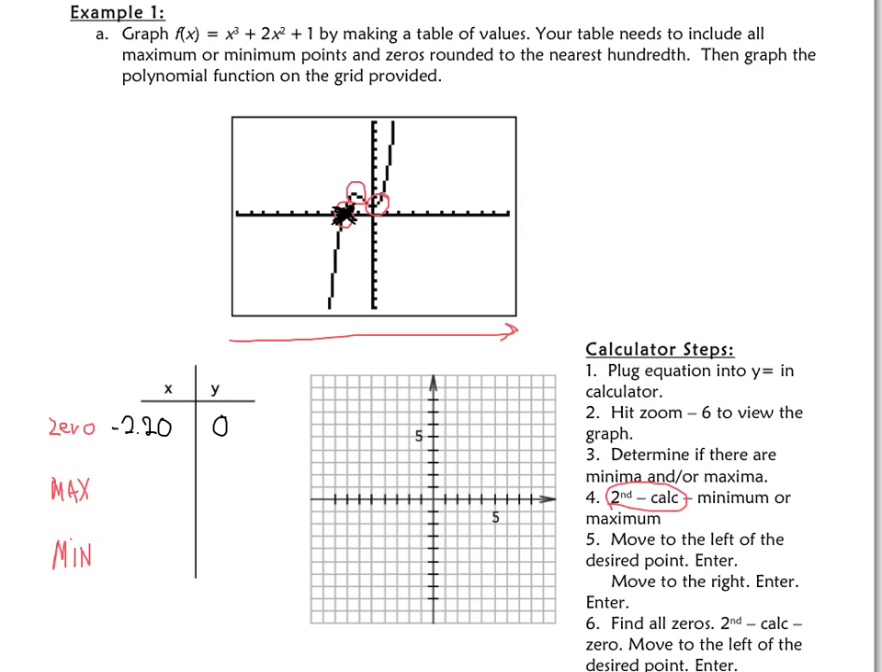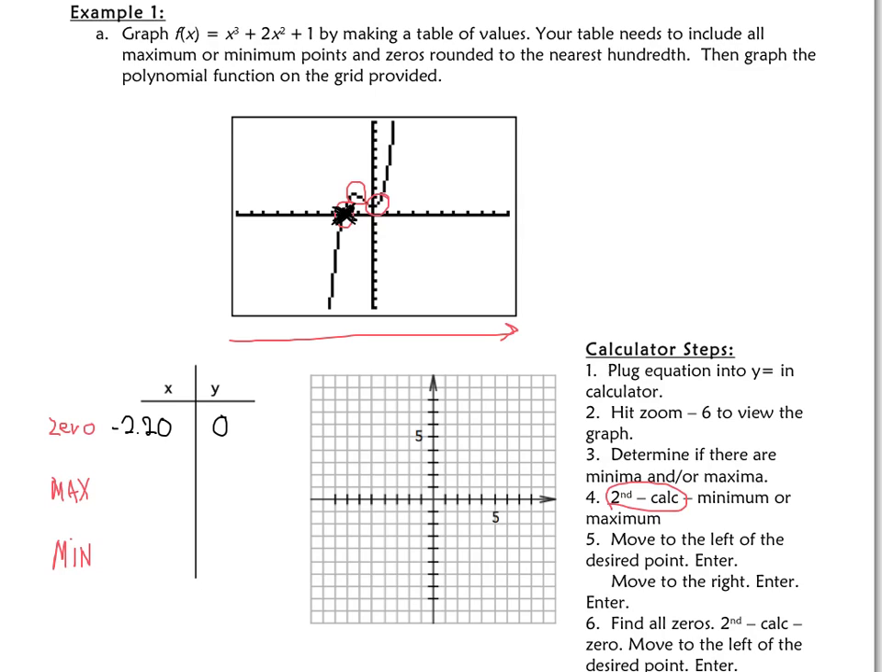The fact that the y is 0 shouldn't be a surprise, because at an x-intercept, the y value is always 0. If you get something different than that, that means you made a mistake. Go back and make sure that every time you find a 0, the y value is in fact 0 when you calculate it. Alright, so now we're going to second calc max.